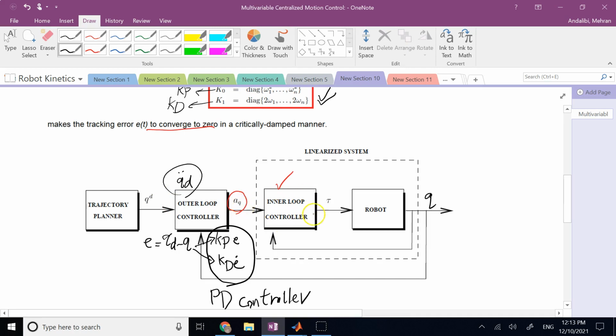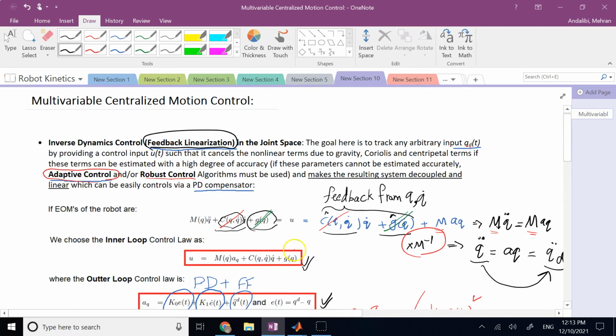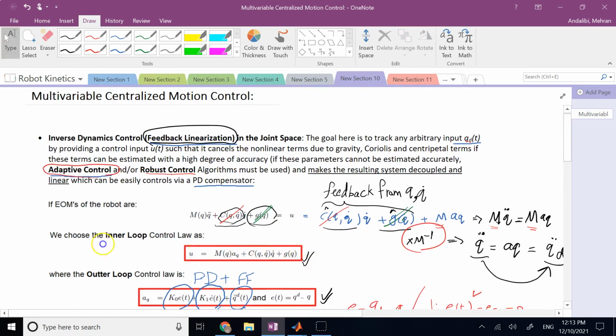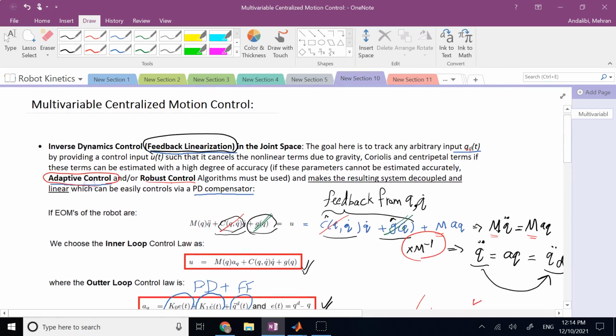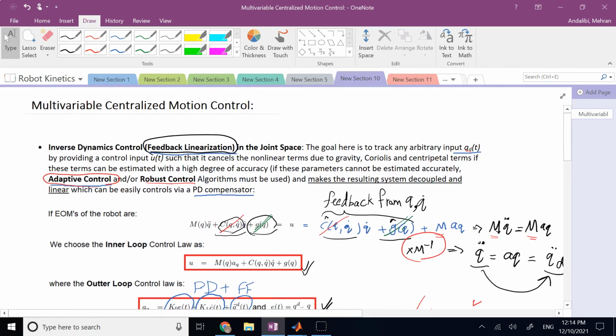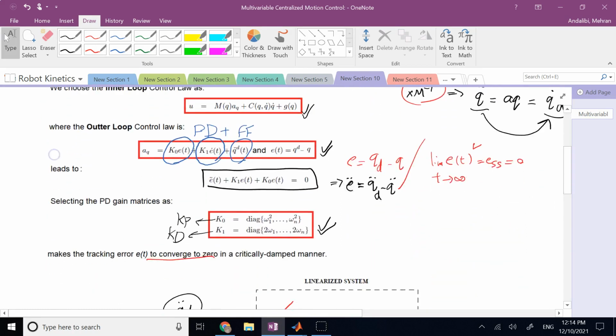You pass AQ to the inner loop, and the inner loop takes AQ multiplied by the M matrix, adds the Coriolis, centripetal and gravity terms to it, and generates the control signal here. You should be calling it U or tau, and passes U to the robot to give you what? Q. And the system should be well capable of what? Tracking really any kind of signal QD.